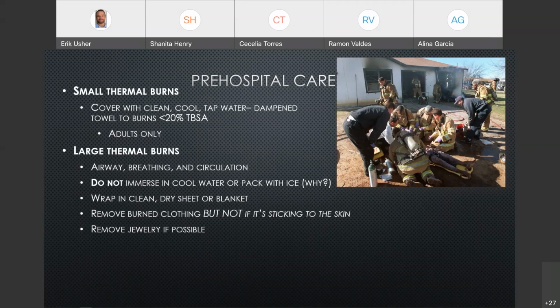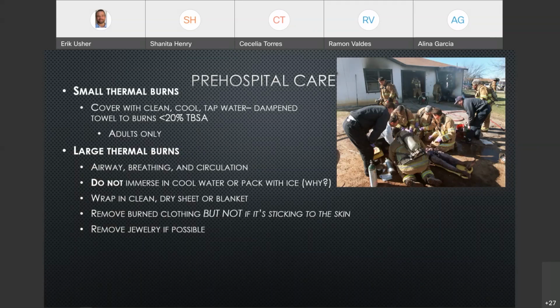So they are going to swell. They are going to become very edematous. And if we don't remove the jewelry early, it can cause the risk of losing digits. It can completely shut down blood flow to that digit, or a wrist or a hand if it's a bracelet.